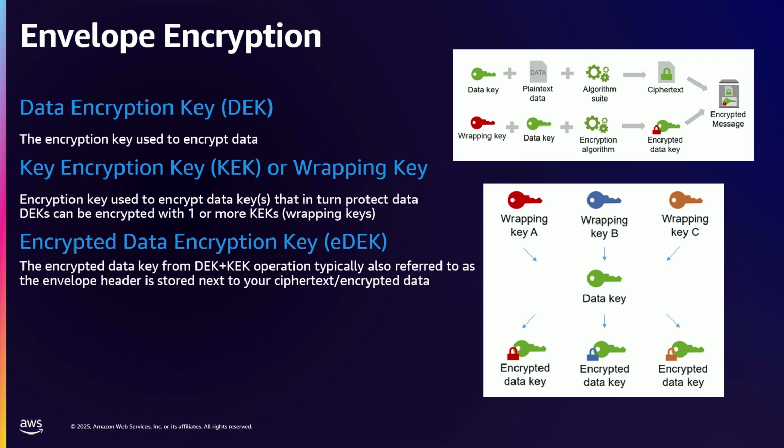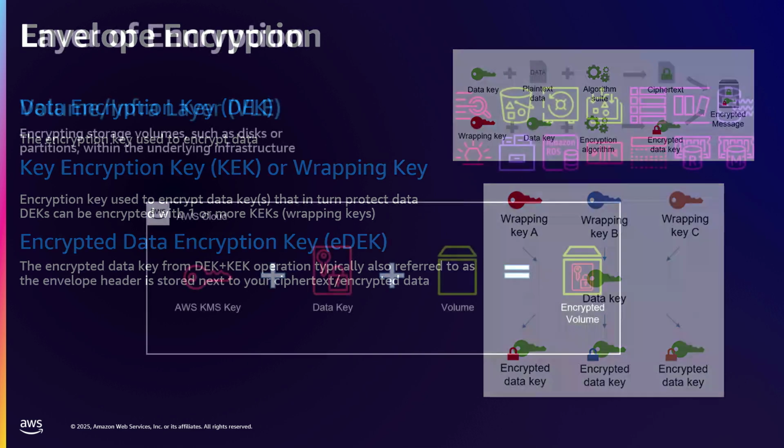And so here I want to define a few. A data encryption key is actually encrypting the actual data. A key encryption key, usually referred to as a KEK, also a wrapping key, lots of different terminology, is encrypting that data key. So that's actually protecting the data key, not the data underneath it. And then those two combined ultimately make an EDEK, or an encrypted data key. And that's going to be stored alongside your data.